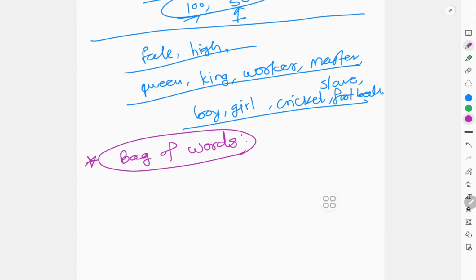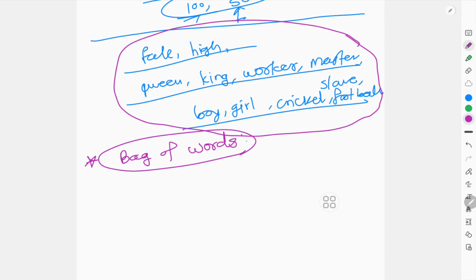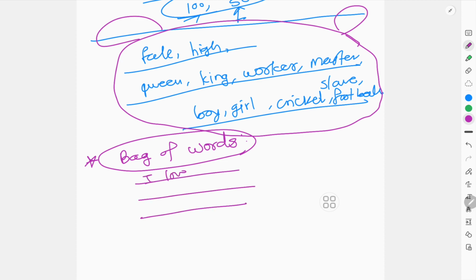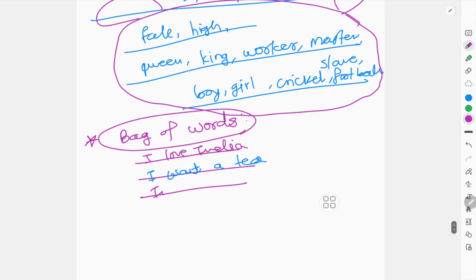So bag of words is nothing but a method that contains all those words in a particular bag, or in particular documents. So how does bag of words give importance to the words? Suppose there are 3 sentences. First one is I love India. Second one is I want a tea. And third one is India is a great country.